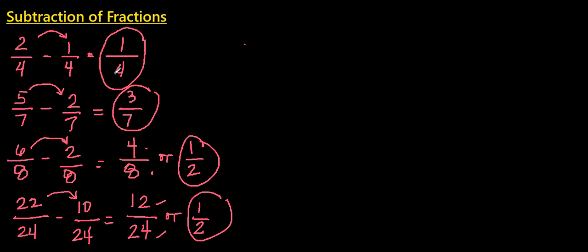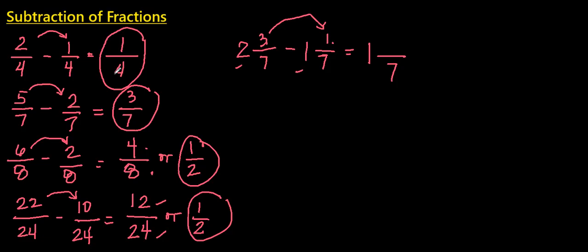Let's have more examples. Mixed fractions. 2 and 3 over 7 minus 1 and 1 over 7. So same with addition, you just have to perform the operation to similar terms. This whole number, 2 minus 1 is 1. Then you have to copy the denominator. 3 minus 1 is 2. So this is the final answer.